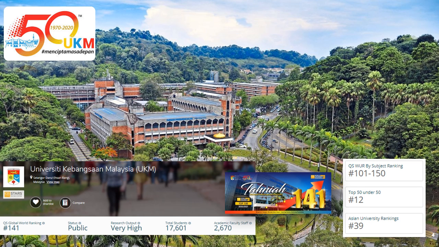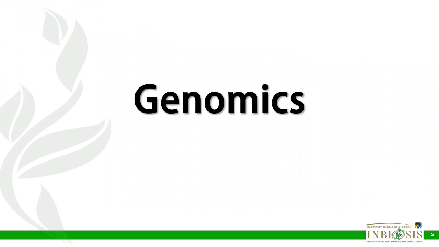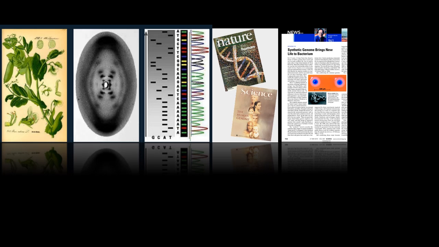UKM, the National University of Malaysia, is a comprehensive public university with many greeneries. It is 50 years old this year and among the top 150 universities in the world according to the QS ranking. So let's begin our lecture today with some brief history of genomics.